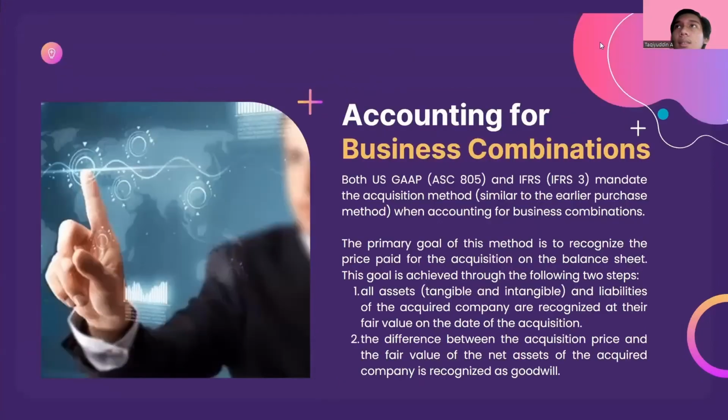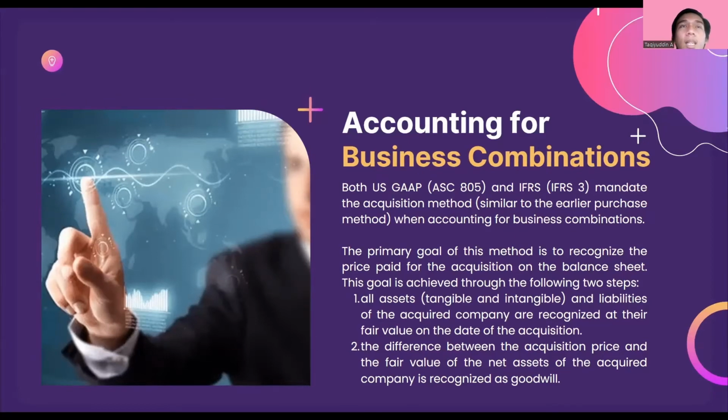Okay, next is accounting for business combination. Both US GAAP and IFRS mandate the acquisition method, which is similar to the earlier purchase method, when accounting for business combination. The primary goal of this method is to recognize the price paid for the acquisition on the balance sheet. This goal is achieved through the following two steps.